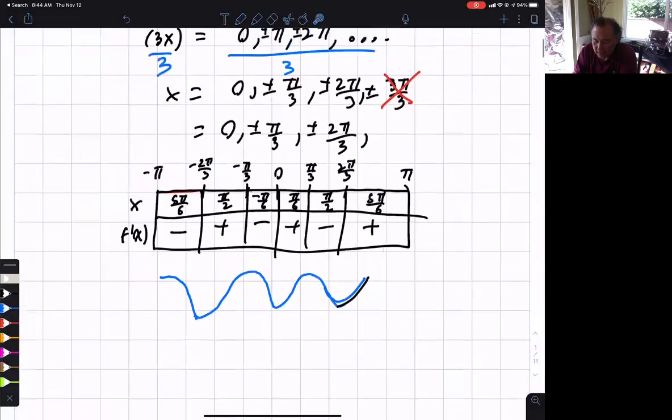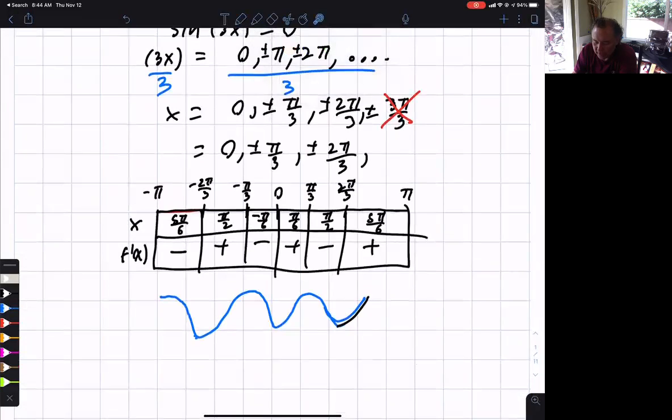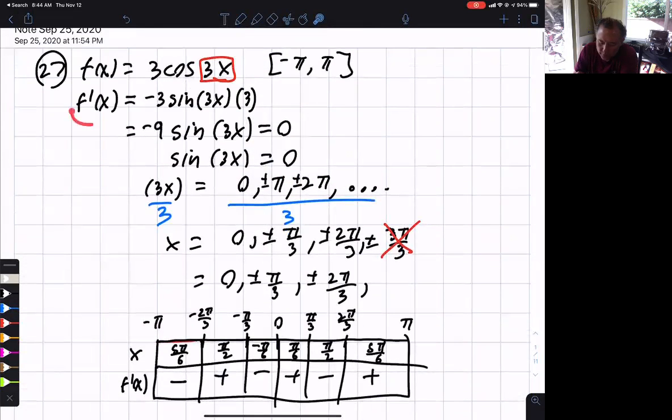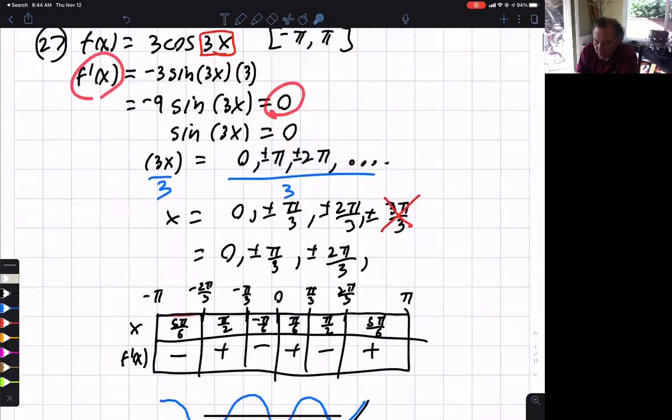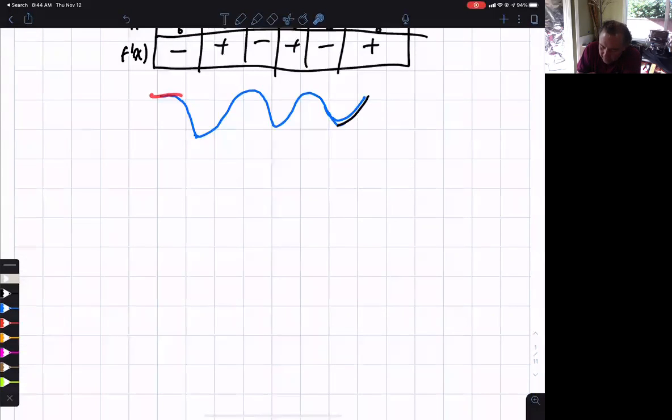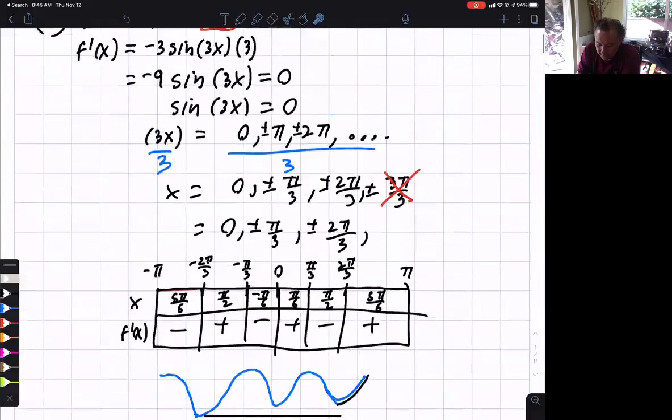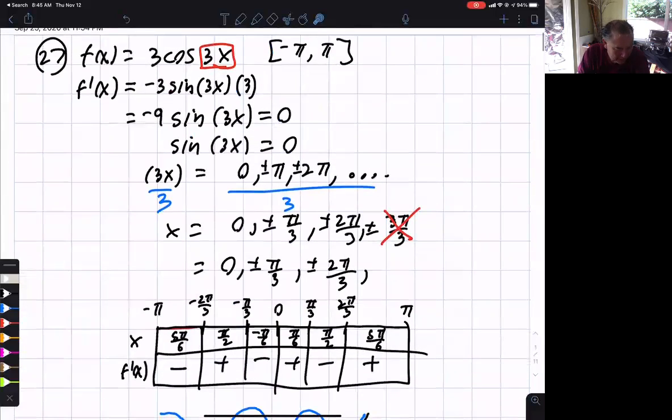And then, just to give you more connections, we found where the derivative equals 0. What did we find? We found that point, that point, that point, that point, that point, that point. We were finding where the derivative is 0. And again, it should make sense why where the derivative is 0, it can change directions. Okay. So that is the gist of 27.